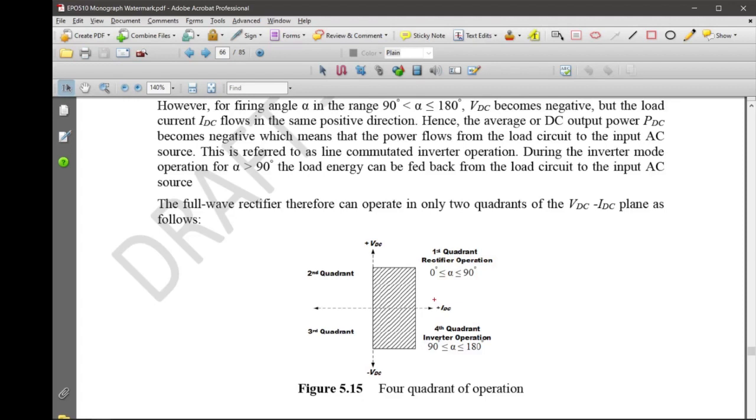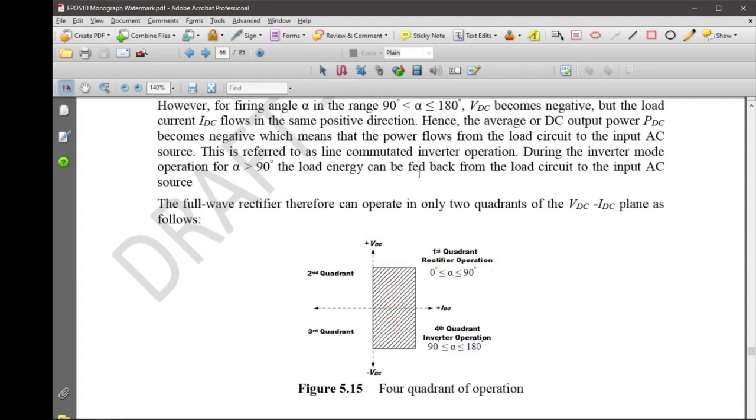the x-axis here represents the IDC, the positive, and the y-axis represents the VDC. So VDC is positive and negative, isn't it? By varying the alpha, the output voltage varies from positive VDC to negative VDC, but you still always have the constant positive current IDC. So that's why it operates in these two quadrants. This is known as a two quadrant operation.